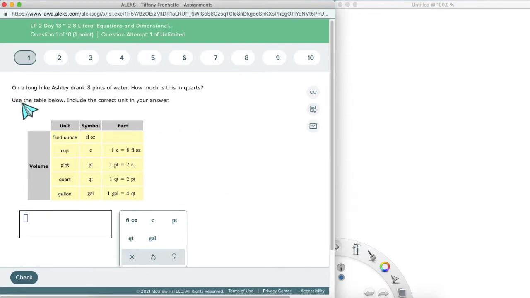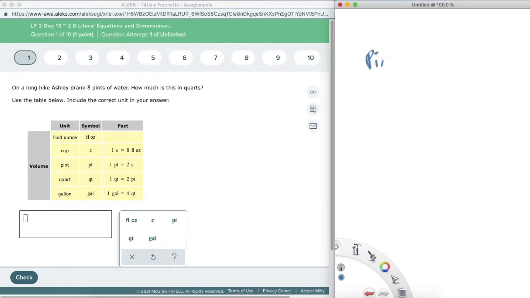So we have, on a long hike, Ashley drank 8 pints of water. How much is this in quarts? So we're going from pints to quarts. That's what we want to do here. So we have 8 pints, and we want to know how many quarts that's going to be. So we want to figure this out.